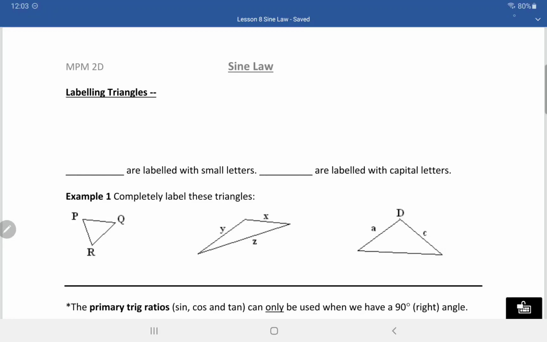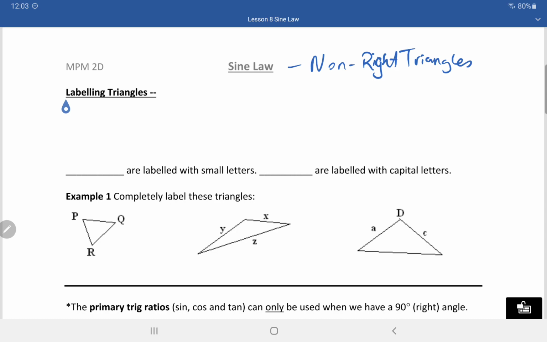Hi guys. Okay, SOHCAHTOA was all about right triangles and the trigonometry using hypotenuse, opposite, and adjacent. We are shifting our focus now to non-right triangles. So sine law is used for non-right triangles, and that means they do not have a 90-degree angle in them.